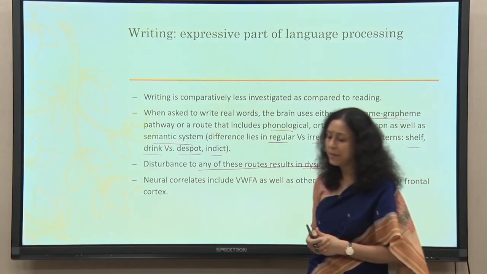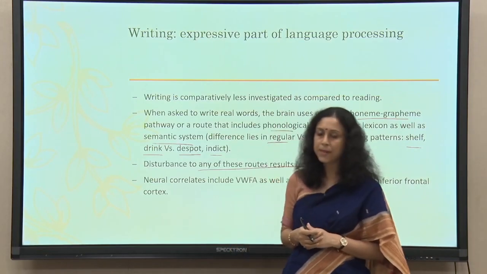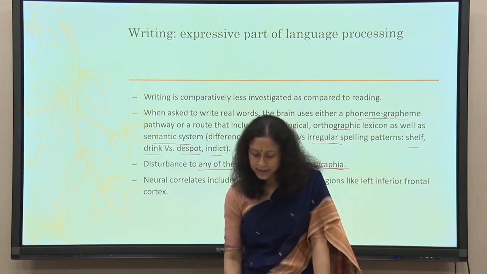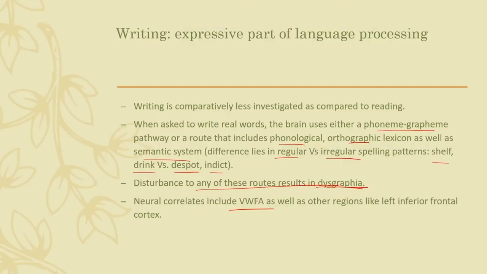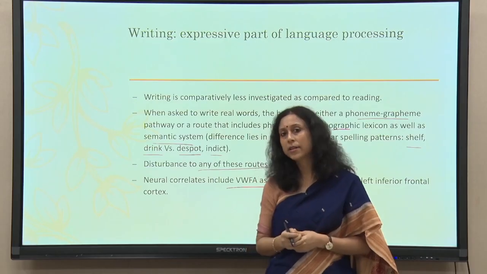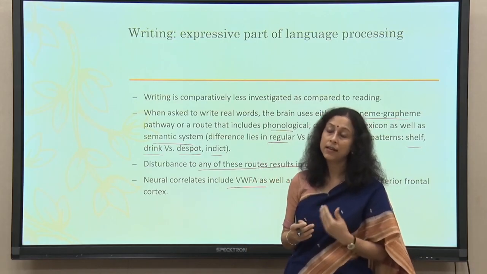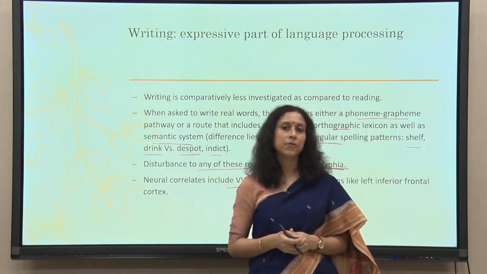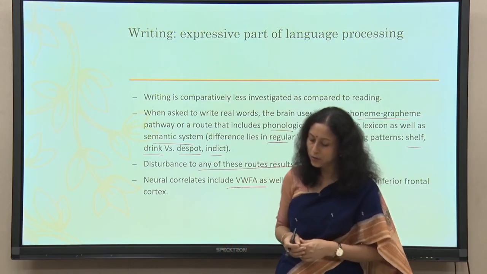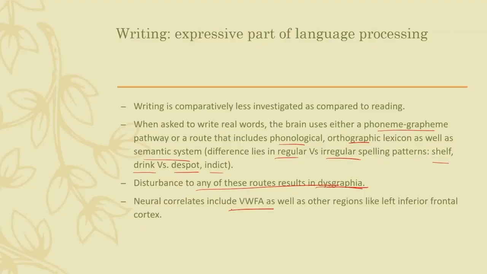Dysgraphia is the inability to write properly. The neural correlates again refer to the VWFA. In fact, the VWFA is proving to be an extremely important brain region with respect to reading as well as writing, and we still do not know what more it is capable of doing. The work is still going on. In the case of writing also, the neural correlates take us to the VWFA as well as some other regions like the left inferior frontal cortex.